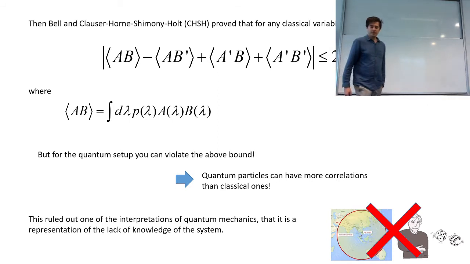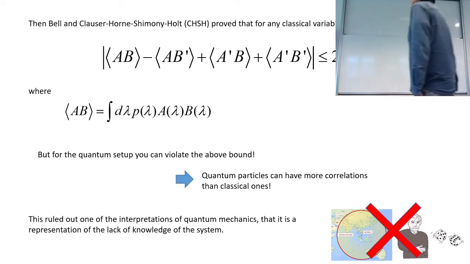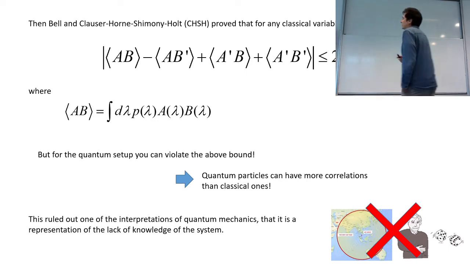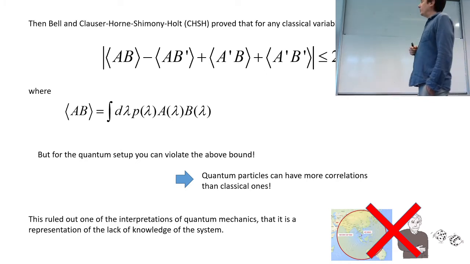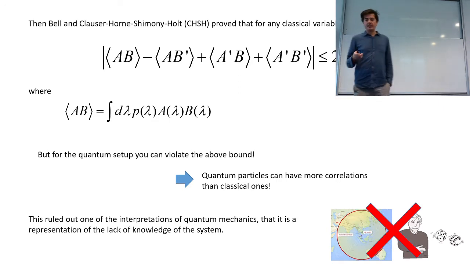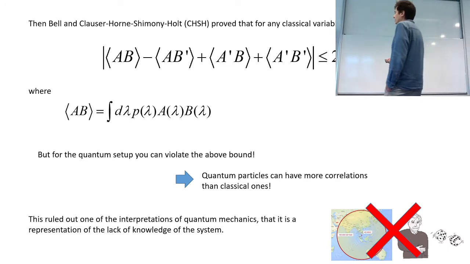Let's continue on from where we left off. We were talking about this Bell's inequality, or actually it's called the CHSH, Clauser-Horne-Shimony-Holt inequality. That's the name I couldn't remember in the last lecture. This is quite a famous inequality in the foundations of quantum physics, and what we were doing is walking through how it works.